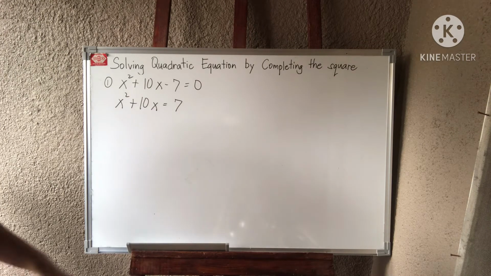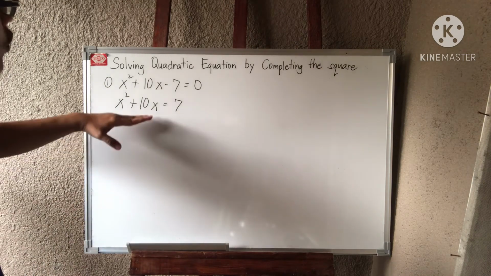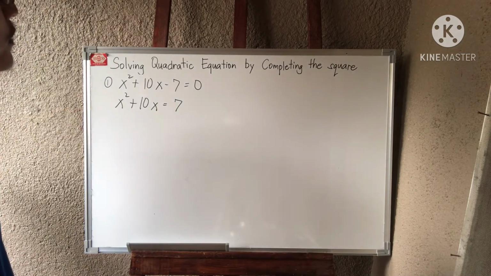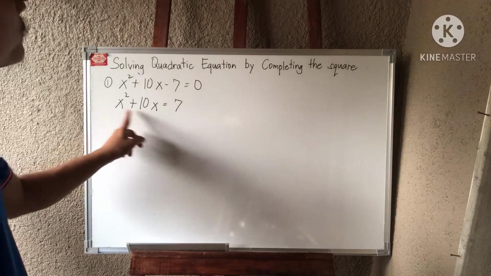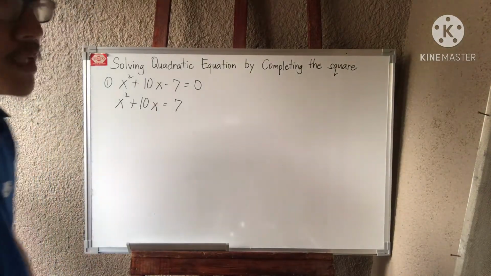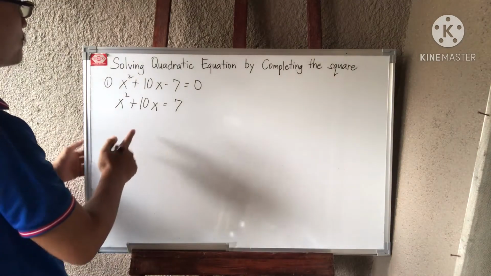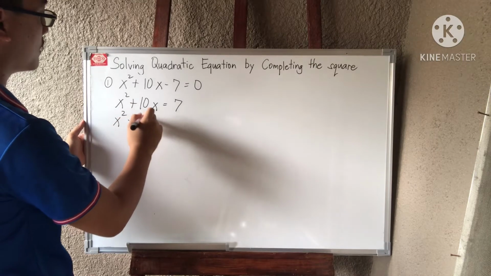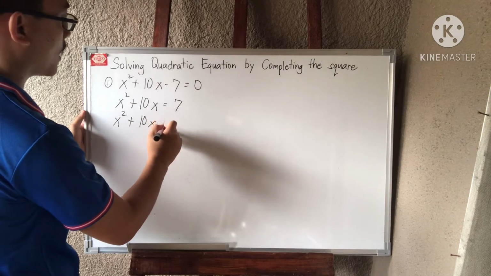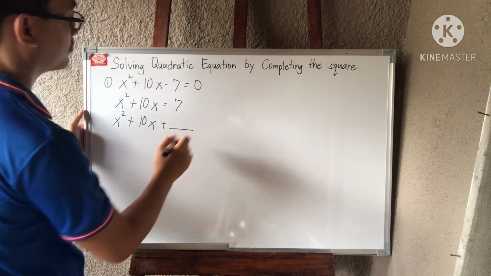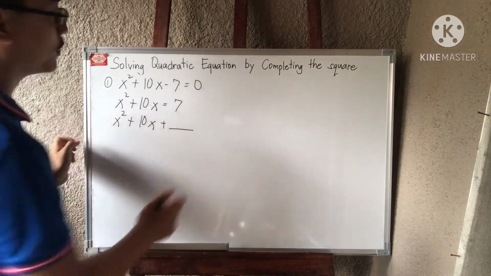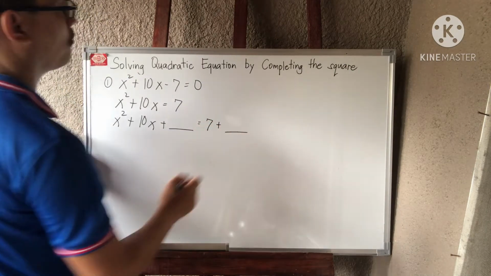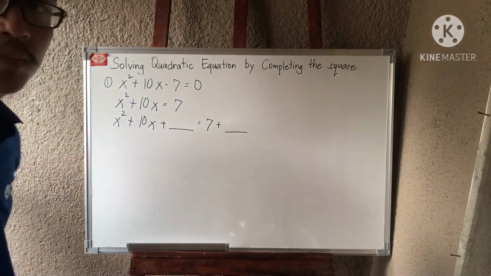Now, the objective is we're going to make the left side a perfect square trinomial as part of the completing the square process. So, second step is rewrite lang natin x squared plus 10x. So, we're going to have a third term. Blank muna natin siya. Equals 7 plus blank. So, the question is, what must be on the blank?